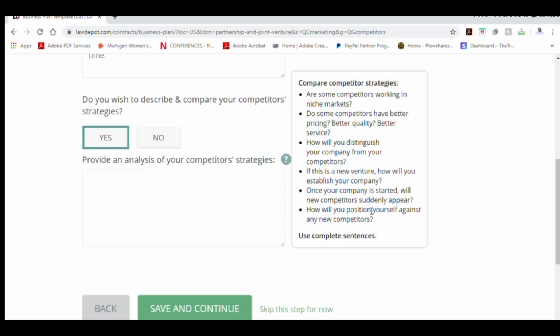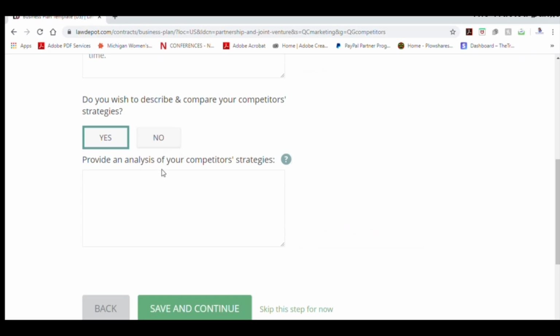And once your company is started, will new competitors suddenly appear? Meaning, will you be so successful, or will it be such a great idea? Are you on the cutting edge of a great idea where now a lot of other people are going to enter into the marketplace? And now you've got more competitors for the same consumer. And if that's the case, what are you going to do in order to continue generating the revenue you need in order to meet your bottom line and create income? How will you position yourself against any new competitors?